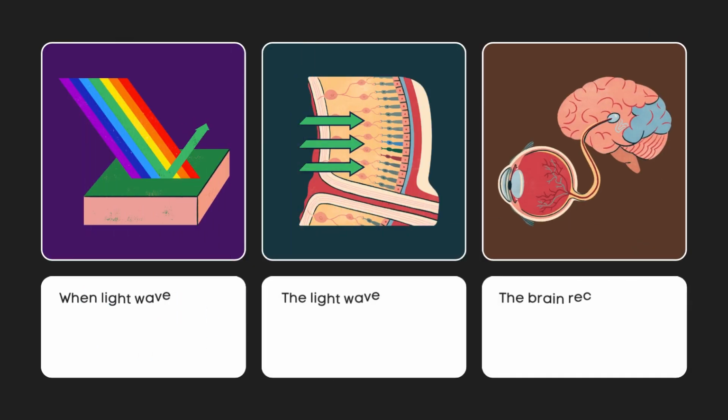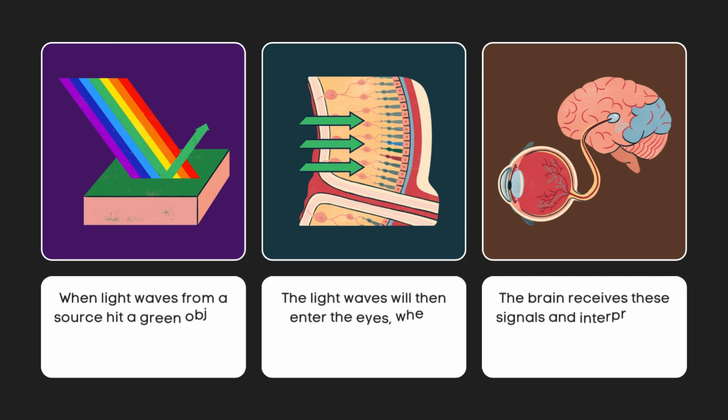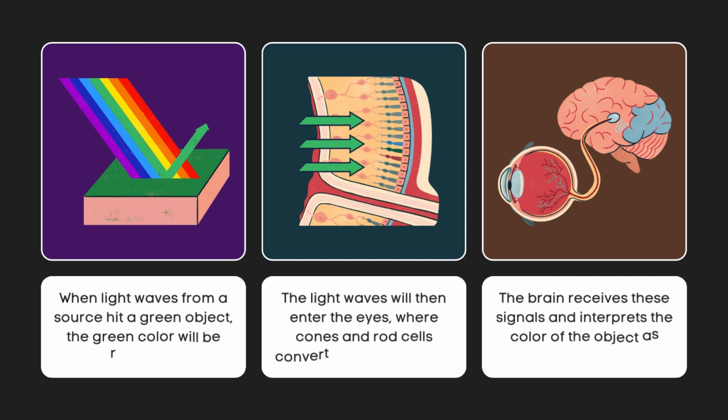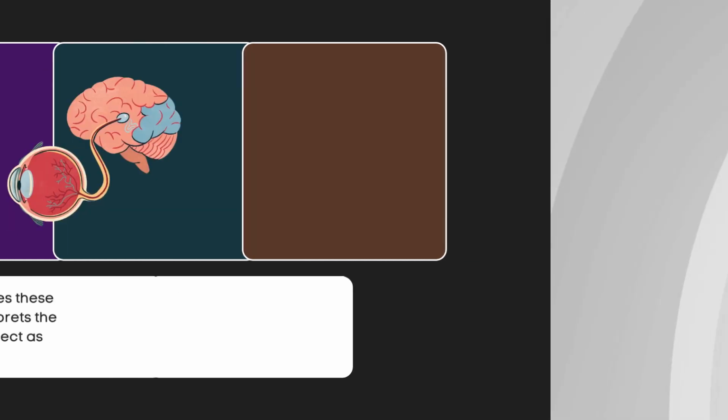When light waves from a source hit a green object, the green color will be reflected. The light waves will then enter the eyes, where cones and rod cells convert them into signals. The brain receives these signals and interprets the color of the object as green.